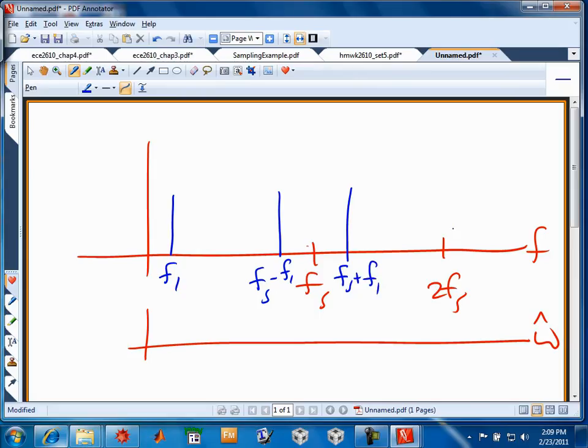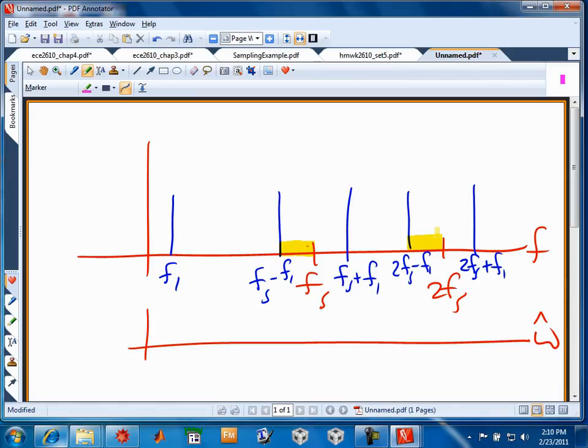And then what's the next set of aliases above that? Well, they're F1 either side of 2Fs is where they would lie. So there'd be a pair here and here. So this would be 2Fs minus F1, 2Fs plus F1. The key is that there's a difference in here and in here that makes those frequencies, the delta between Fs minus F1 and Fs is F1.